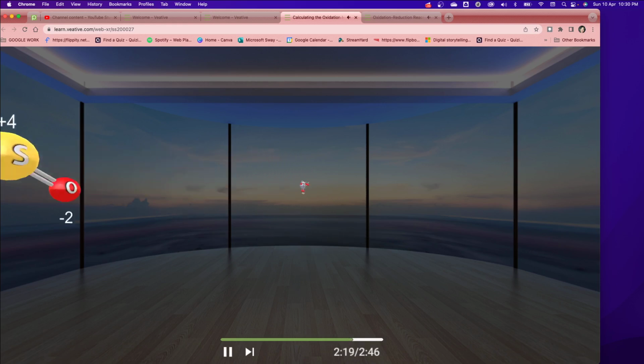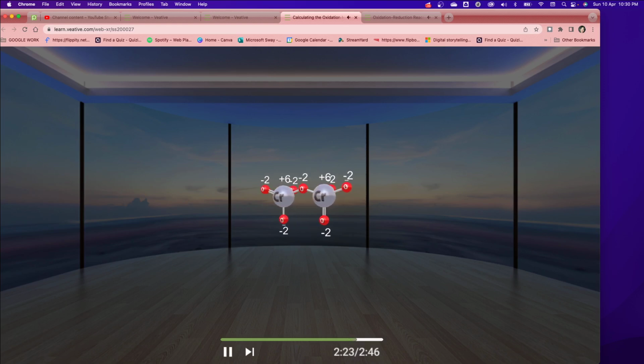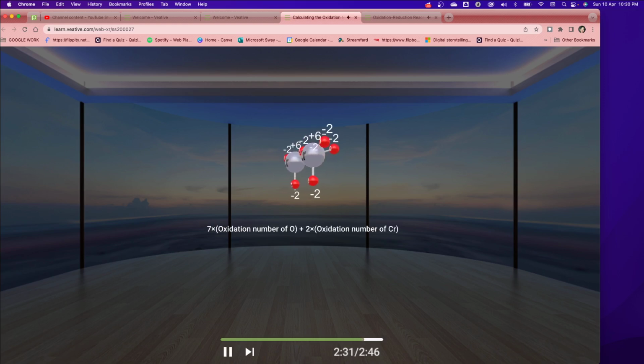In a polyatomic ion, the sum of the oxidation states of all atoms is equal to the charge on the ionic compound. For example, in a dichromate ion, the sum of the oxidation states of 7 oxygen atoms and 2 chromium atoms is equal to -2.